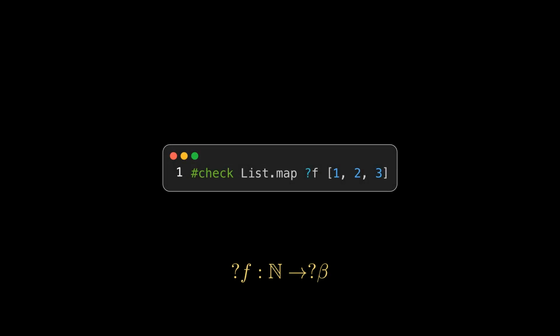A hole is a visible metavariable. Around it, the elaborator can still infer useful information. Here, the missing function must accept a nat. This is why editor tooling can show the goal at a hole. The hole is not outside the type checker. It is part of elaboration.